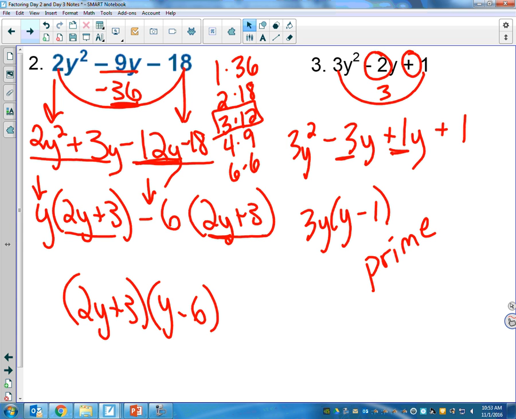Okay, try to get at least one of these done before you leave here. Jack, you don't even have it out. Alex, you don't even have it out. Study Island, you didn't even have it out.